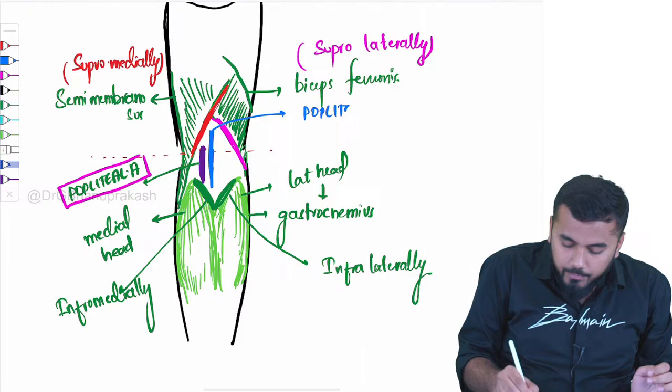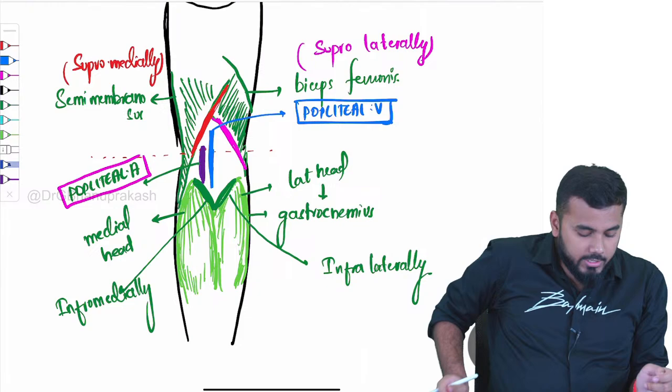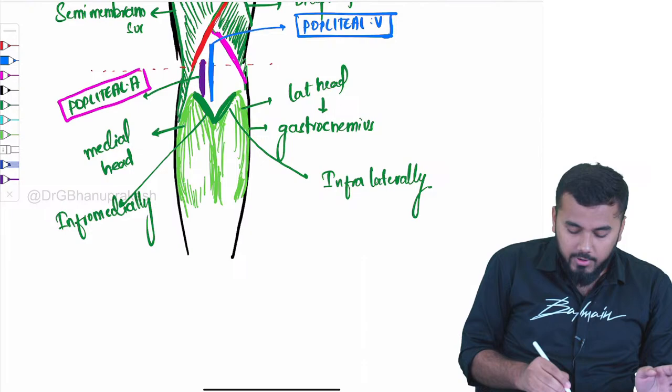I'm not just writing, look here. From the medial side to the lateral side, first you have got the popliteal artery, next you have got the popliteal vein.